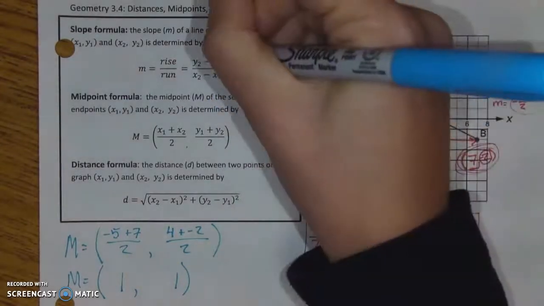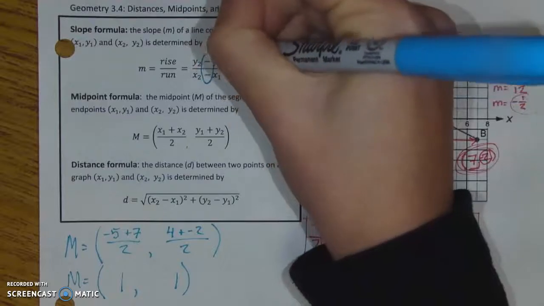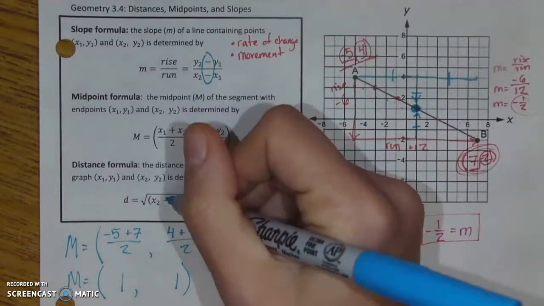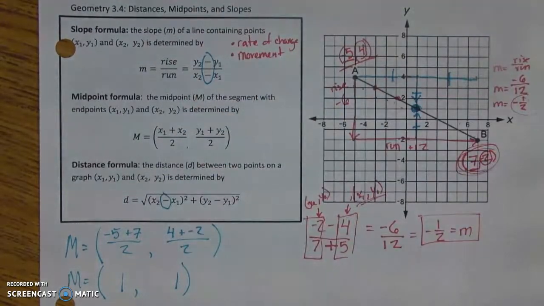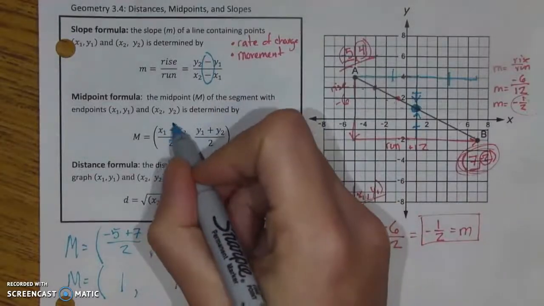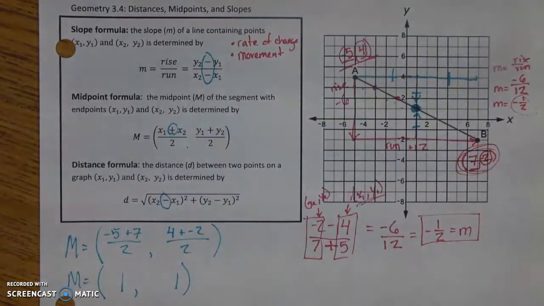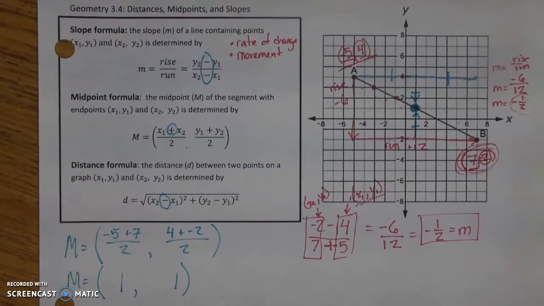Please watch out. The slope formula is going to have minus, as will the distance formula that we're using in just a moment. But midpoint is always going to use addition. And a lot of times we forget that just because we get in the habit of doing subtraction when we're doing coordinates. So please be careful. You're looking for the average, you need addition.